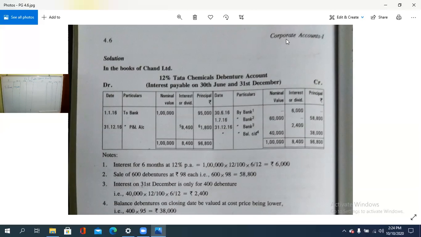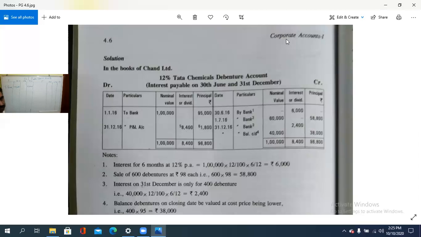And the principal value is how much? 95,000, because it is at ₹95. So 95,000 for that, what is being purchased? Debentures are being purchased. So this is 12% Tata debenture account debit to bank, 1 lakh nominal value: 1,000 12% debentures at ₹100 each, and out of this, the principal value taken is 95,000 at ₹95. So that is the first entry.